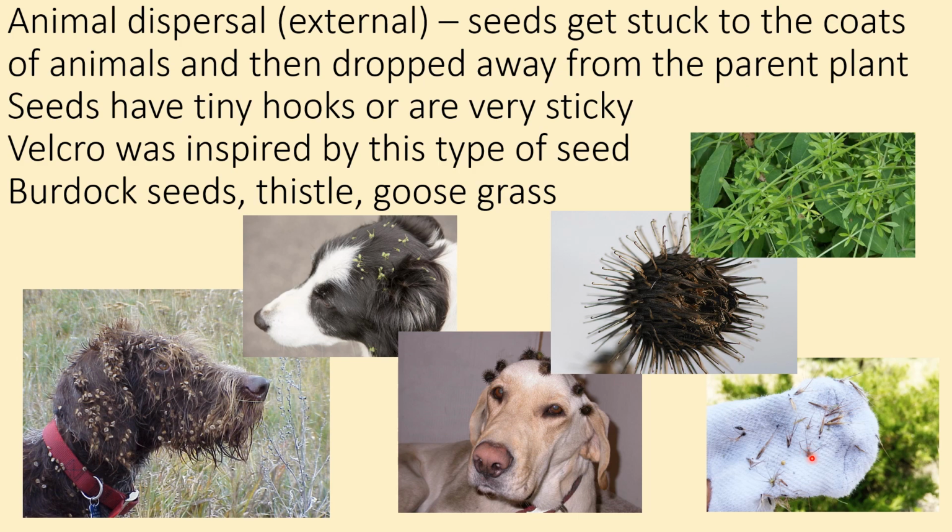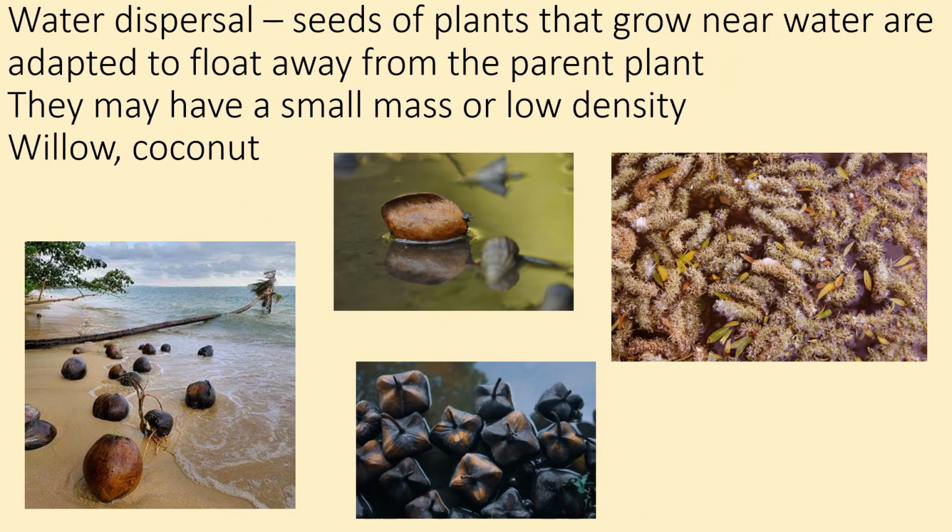Some plants use a combination of the wind dispersal and animal dispersal. You'll see some that are kind of sticky and fluffy. So that's interesting. Water dispersal. The seeds of plants that grow near water are adapted to float away from the parent plant. They may have a small mass or a low density. Examples are willow and coconut. So here are some coconuts. And they can float on the water.